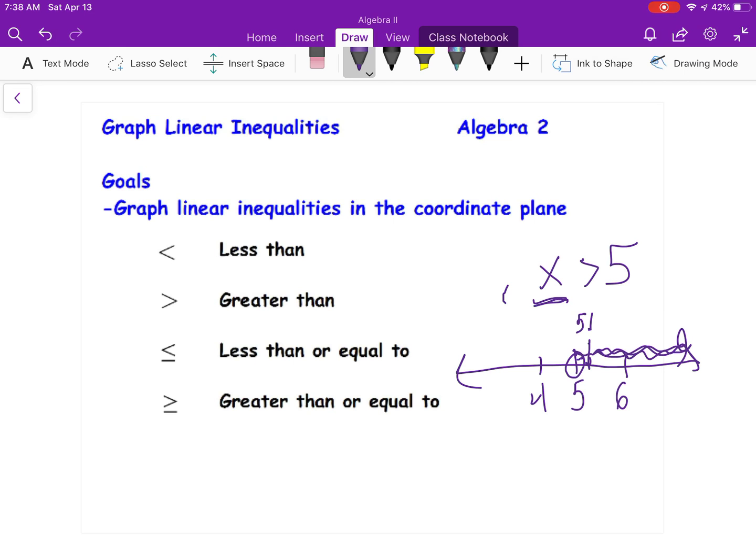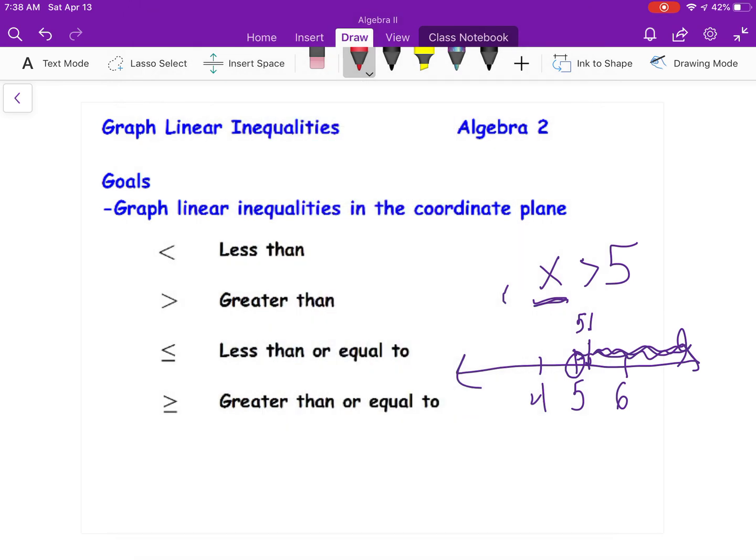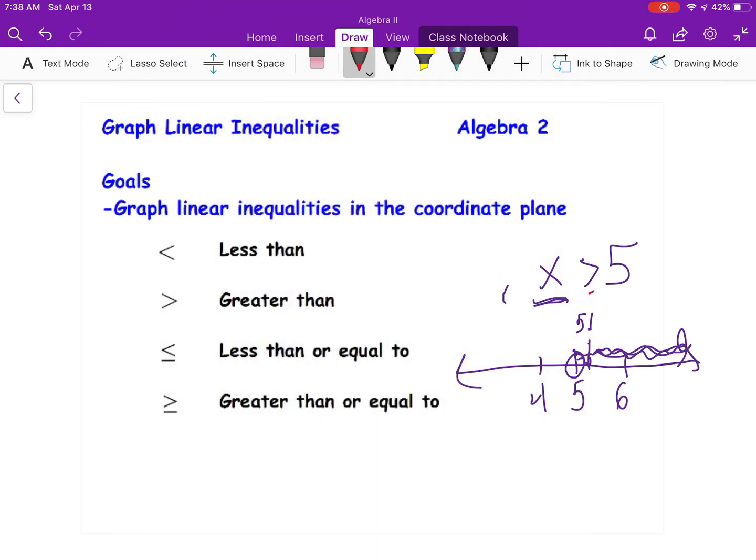Now, what would change if I were to change that to greater than or equal? Well, if I were to put that line underneath that inequality, all it's going to mean is I'm going to include 5. So 5 being equal to 5 is okay, so you fill that in with a dot.